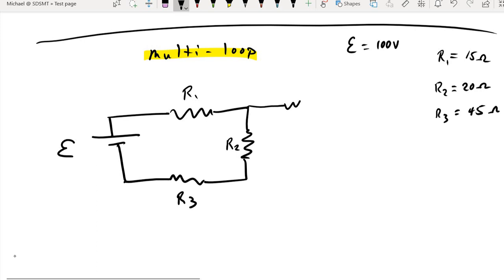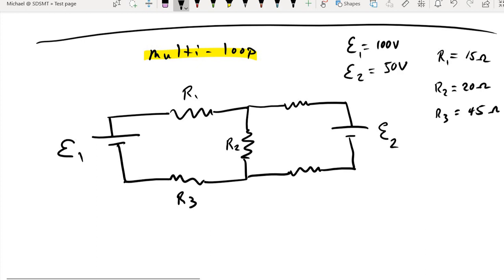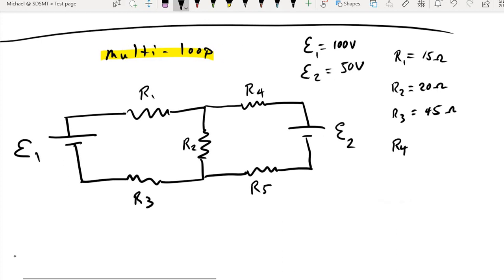So I'll continue. I'll put in a couple more resistors, and then over here, just to make life interesting, I'm going to put in another EMF source. So now we have two EMFs, EMF 1, EMF 2. We'll let EMF 1 be the 100 volts, and then EMF 2, we'll let that be 50. And since we have a couple more resistors here, we'll call these resistor 4 and resistor 5. And we'll put some values in for those. We'll say 5 ohms, and resistor 5 is, what should we make that? How about 30?